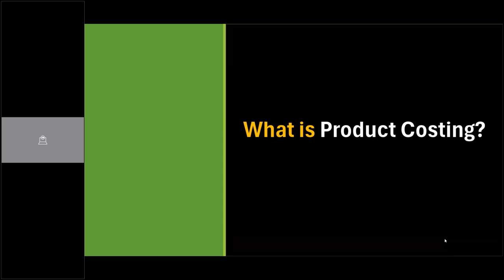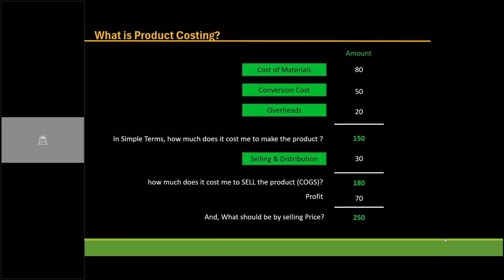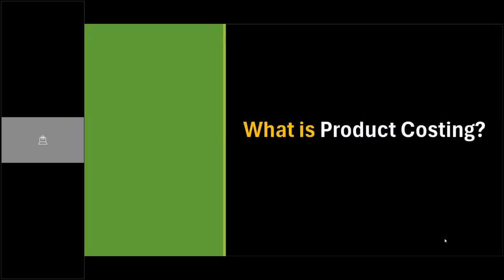Now, what according to you is product costing? According to you, what is product costing? The cost incurred for creating one product. Who answered? Harish. Excellent. Very good. So, the cost to make a product. Very simple, right? That's product costing.